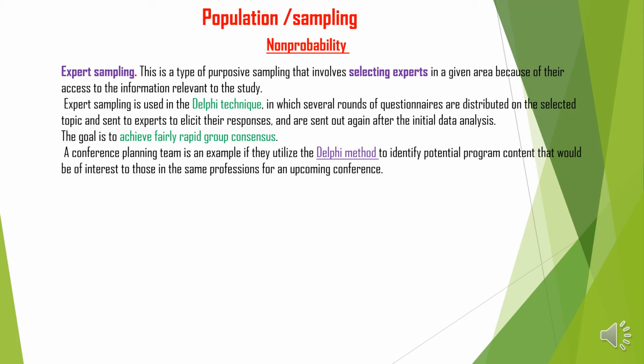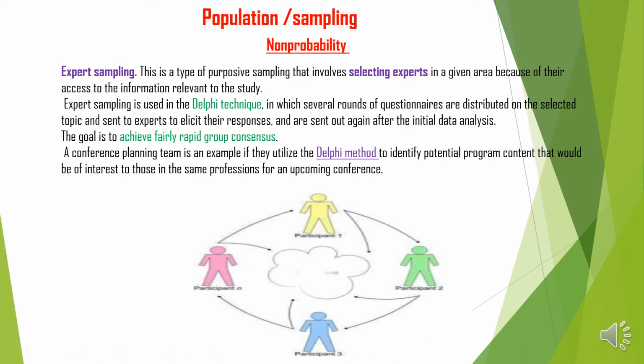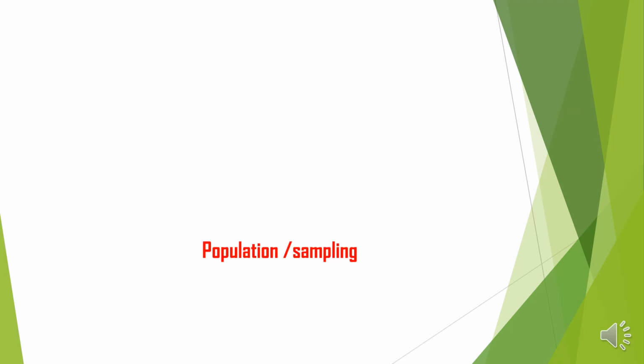A conference planning team is an example of the Delphi method. So this is the Delphi method. I have experts here, expert 1, 2, 3, 4. I'm sending something to them, getting feedback or getting consensus from them. It's called expert sampling, or Delphi method, or Delphi technique.